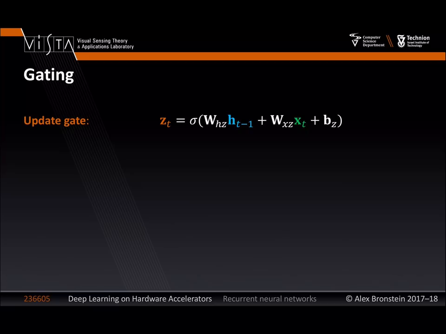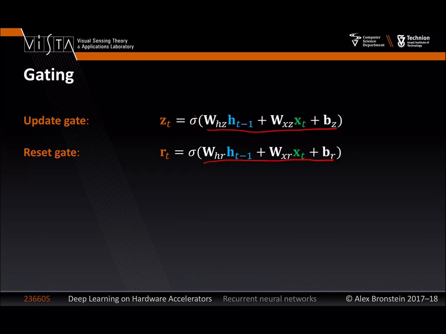Okay, so I'm going to introduce new signals. I will call them ZT and RT. These signals have the same dimension as H, and they are obtained by taking an affine transformation of the previous state and the input, and then passing them through a sigmoid. So this sigma is just a sigmoid function that saturates at 0 and 1. Okay? So basically, you can think of them as probabilities, as a result. They are between 0 and 1.